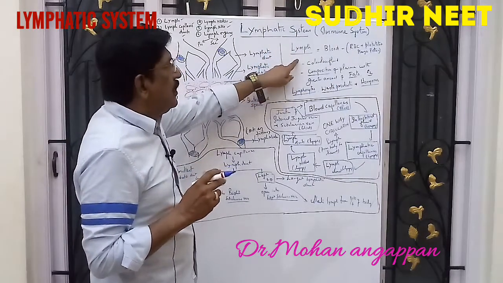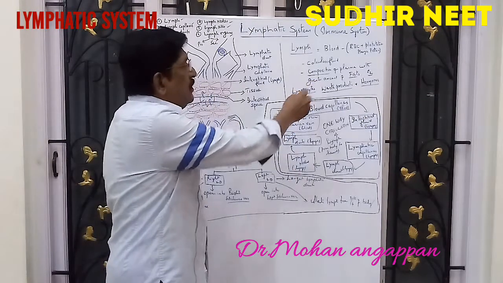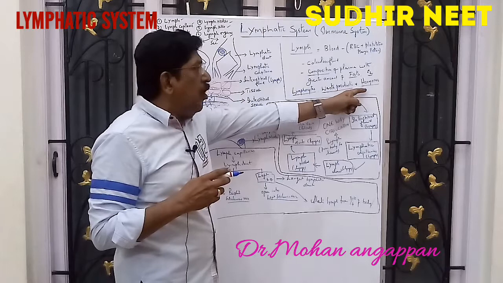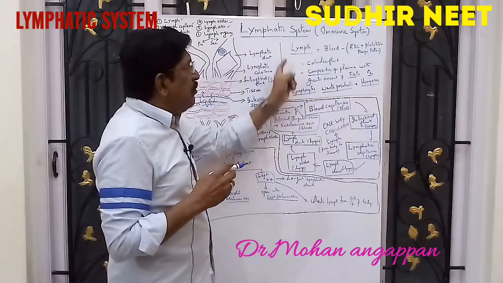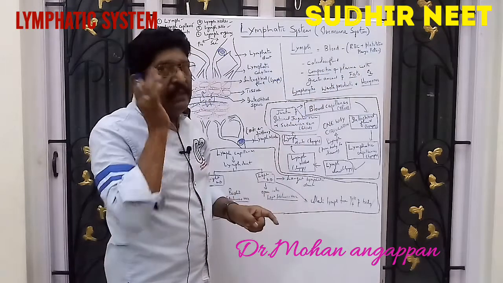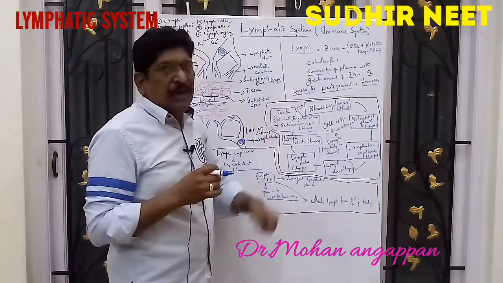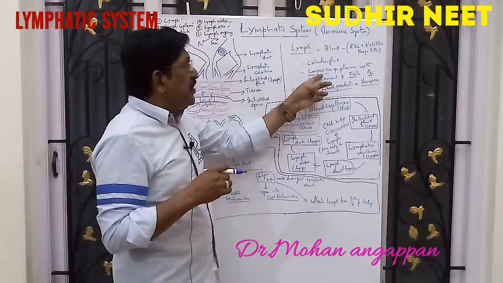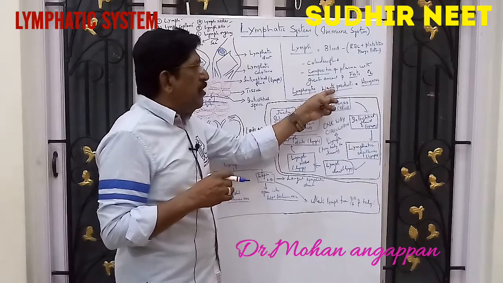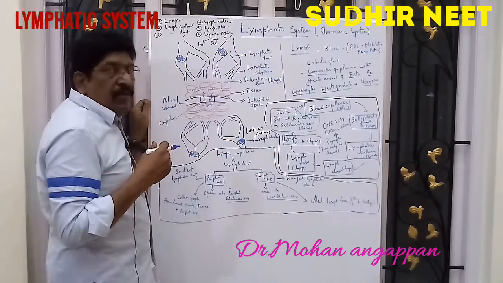Now, what is lymph? Lymph is a colorless fluid having the composition of plasma with a greater amount of fats, oxygen, lymphocytes, waste products and also hormones. So, lymph is blood minus RBC, platelet and plasma protein. It's a colorless fluid having the composition of plasma with greater amount of fats, oxygen, lymphocytes, WBC, waste products and also hormones.